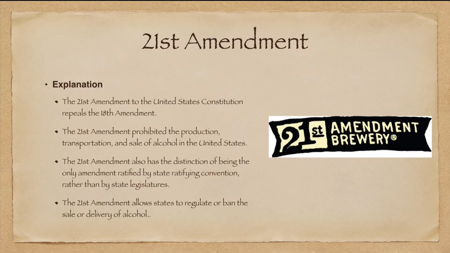Explanation: The 21st Amendment to the United States Constitution repeals the 18th Amendment. The 18th Amendment prohibited the production, transportation, and sale of alcohol in the United States. The 21st Amendment also has the distinction of being the only amendment ratified by state ratifying conventions, rather than by state legislatures. The 21st Amendment allows states to regulate or ban the sale or delivery of alcohol.